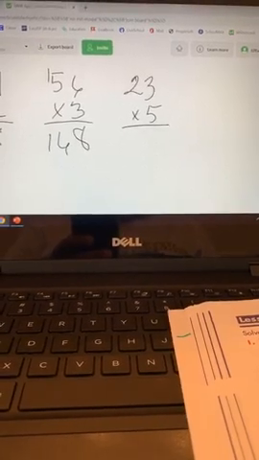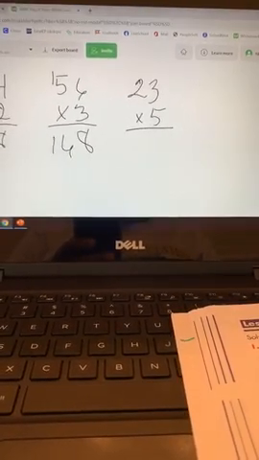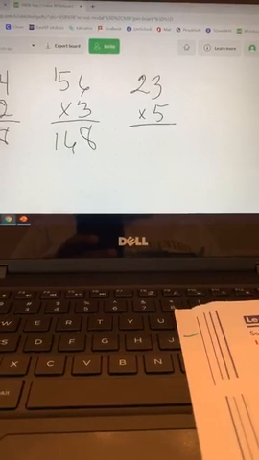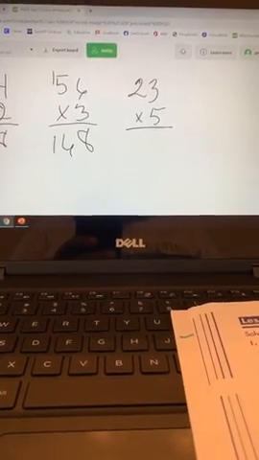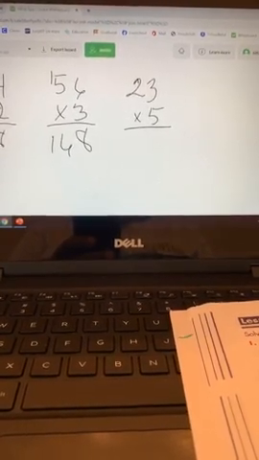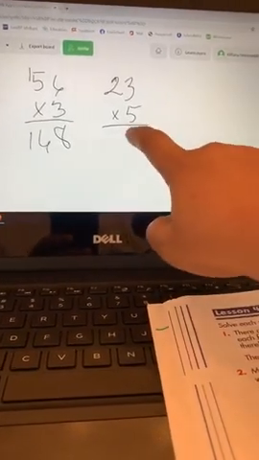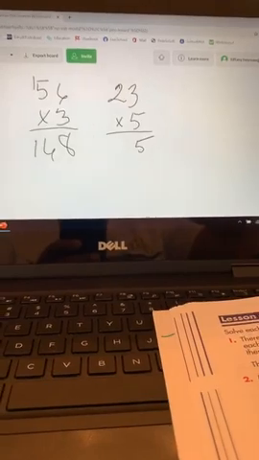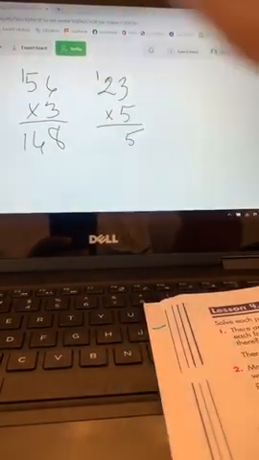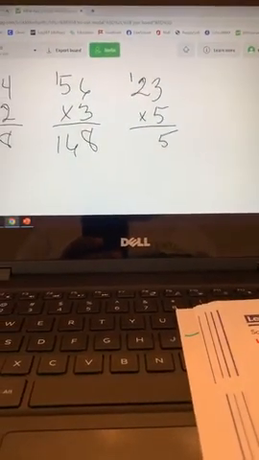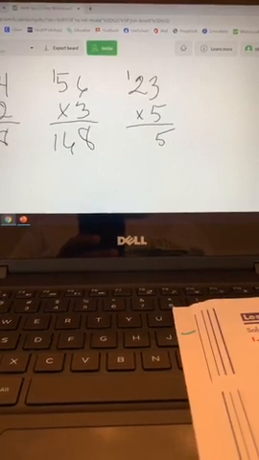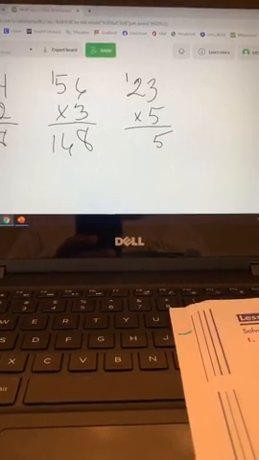Remember I said Dion and Denise are saving up to buy a computer game. If they put $23 a week in the bank, how much money will they have in 5 weeks? 5 times 3 is 15. Yes, Mr. Wilson. Put my 5. I'm going to carry my 1. I'm following you.